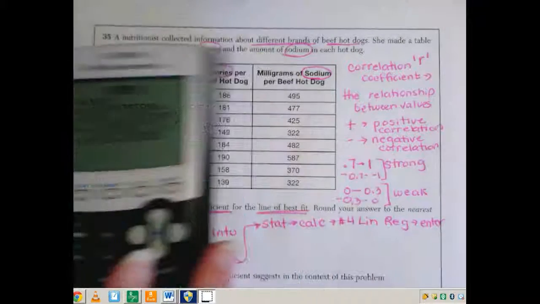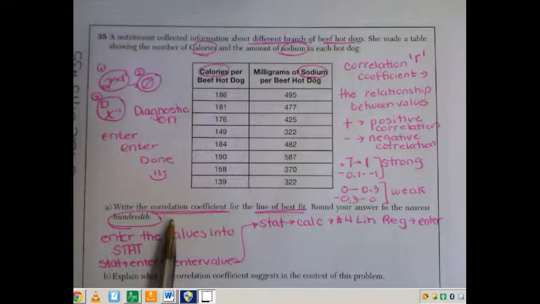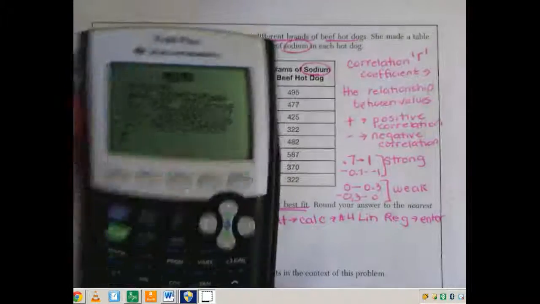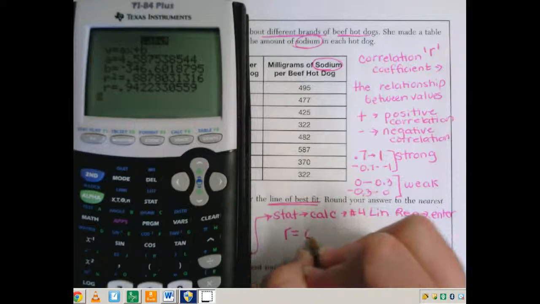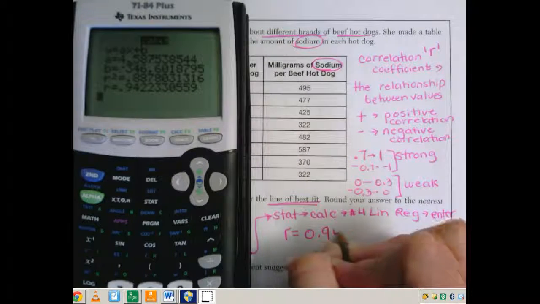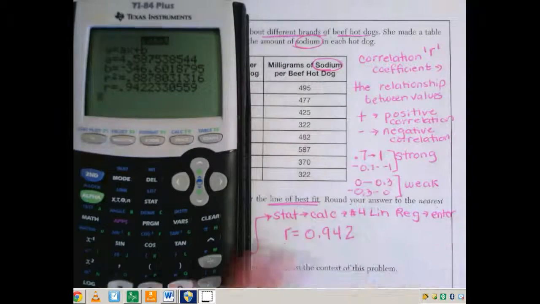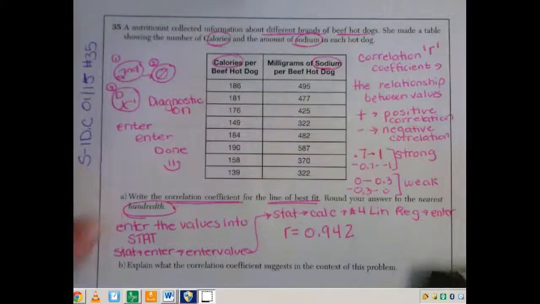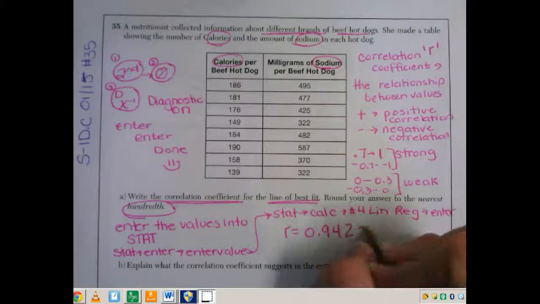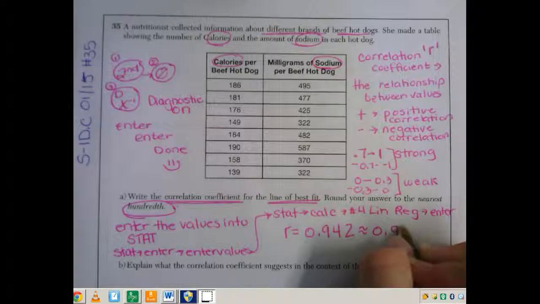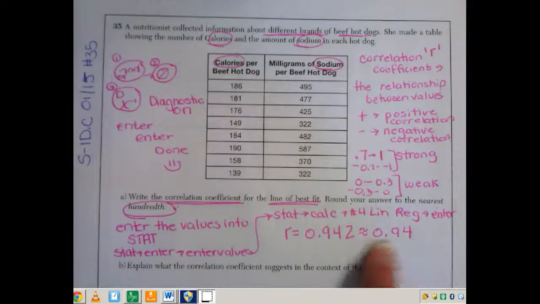The letter R is our correlation coefficient. So we're going to write down R equals 0.942. Now it wants it to the nearest hundredth, so I looked at the 2. Because this number is less than 5, I know I'm going to leave it at 0.94. Like this, 0.94. Now we have to say, what does 0.94 mean in the context of this problem?